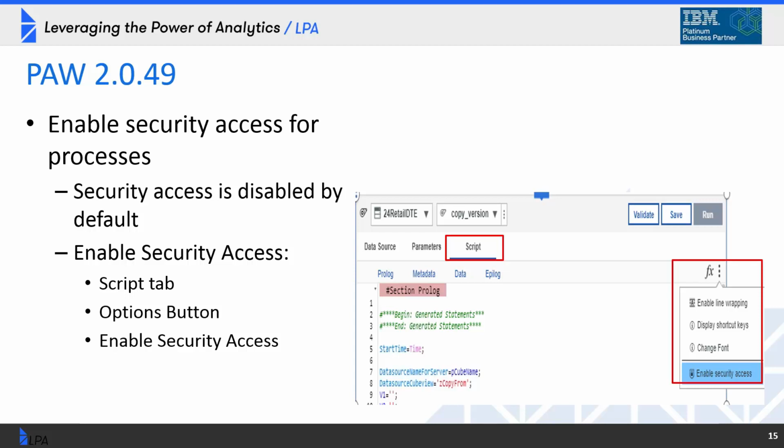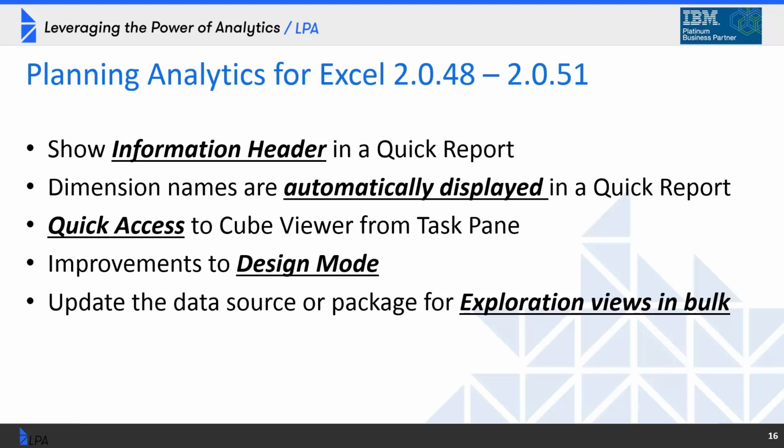That has now been embedded into Workspace 2049. So you can simply go to the script tab of your Turbo Integrator process, go to the options button, and click on enable security access, and that will allow it to actually run and update security that it needs to.